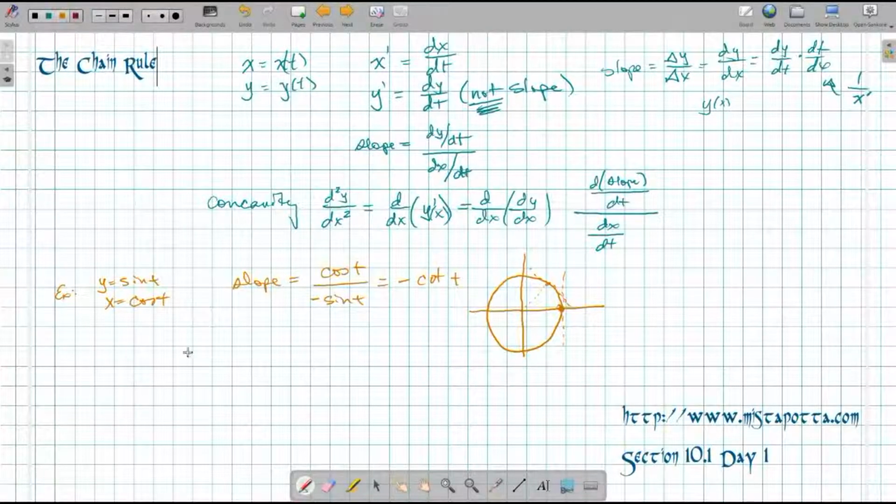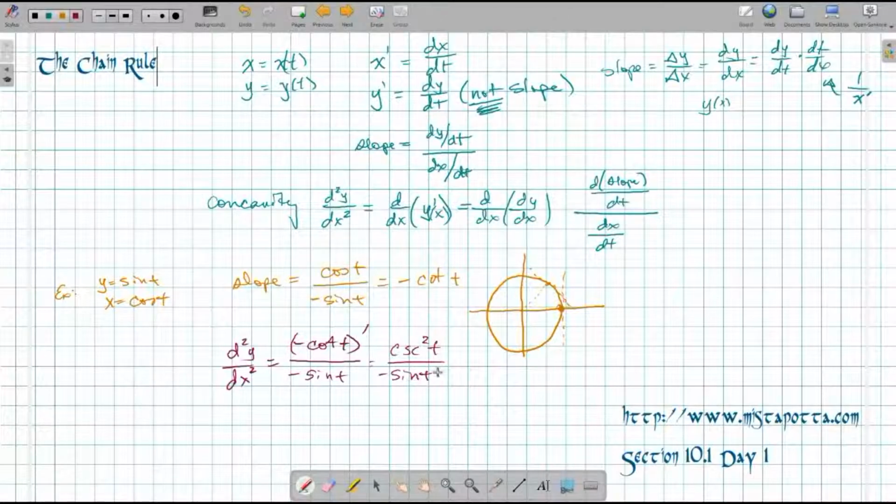If in fact I wanted to deal with concavity, if I wanted to look at the second derivative of y with respect to x, I'm going to need to look at the derivative of negative cotangent t divided by the derivative of x, which would be negative sine t. Now the derivative of cotangent is negative cosecant squared. But because I already have a negative, this is going to give me cosecant squared t over negative sine t.